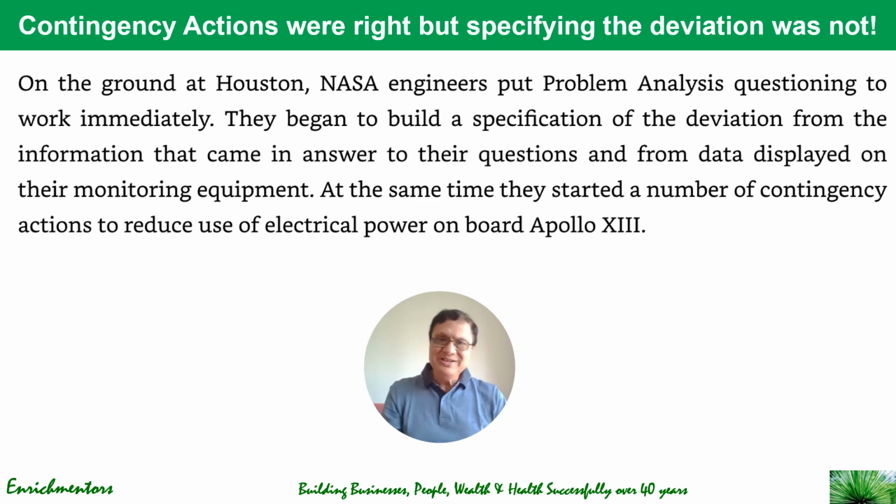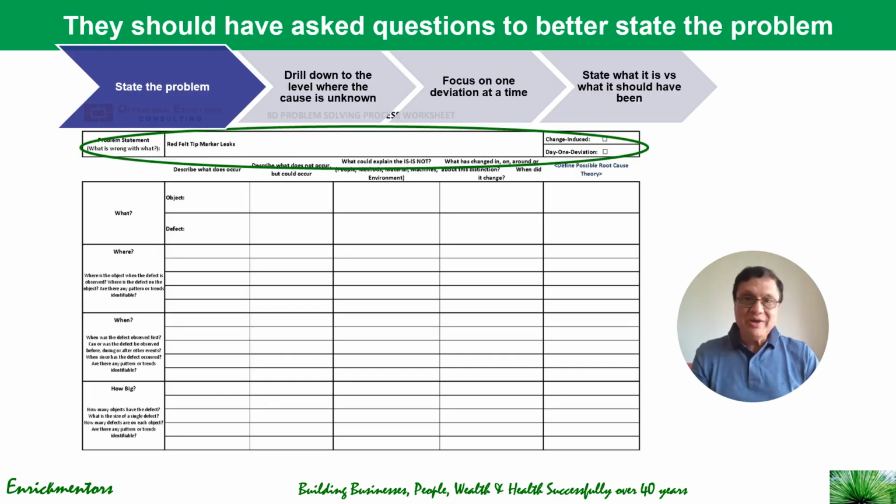The contingency actions were right because it was a very high risk situation. The lives of three people were involved, and of course millions of dollars. But specifying the deviation was not right. Why? Because they should have asked questions to better state the problem. They stated the problem as: we are losing power. That doesn't seem to be the right problem to solve, because they did not drill down. They focused on one deviation at a time, stating implicitly that the power should not have been lost, but the question is whether they drilled down to the level where the cause was unknown.